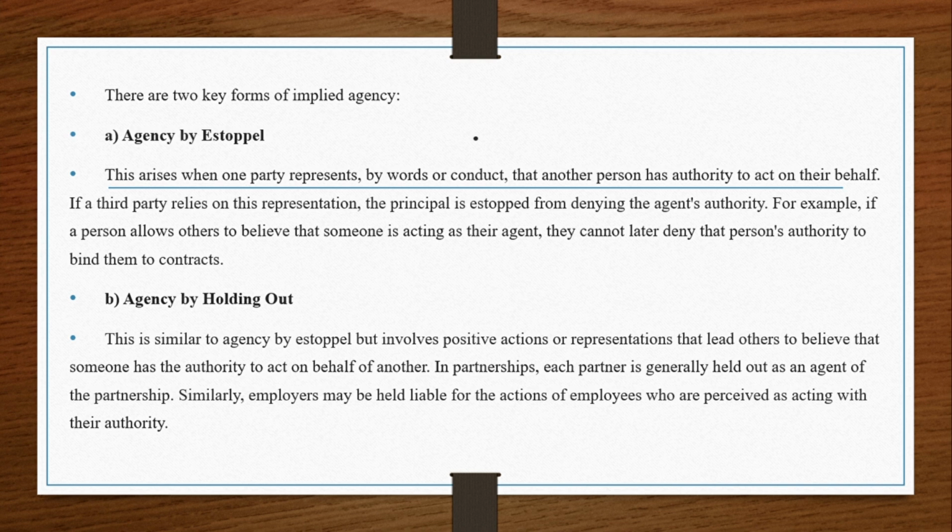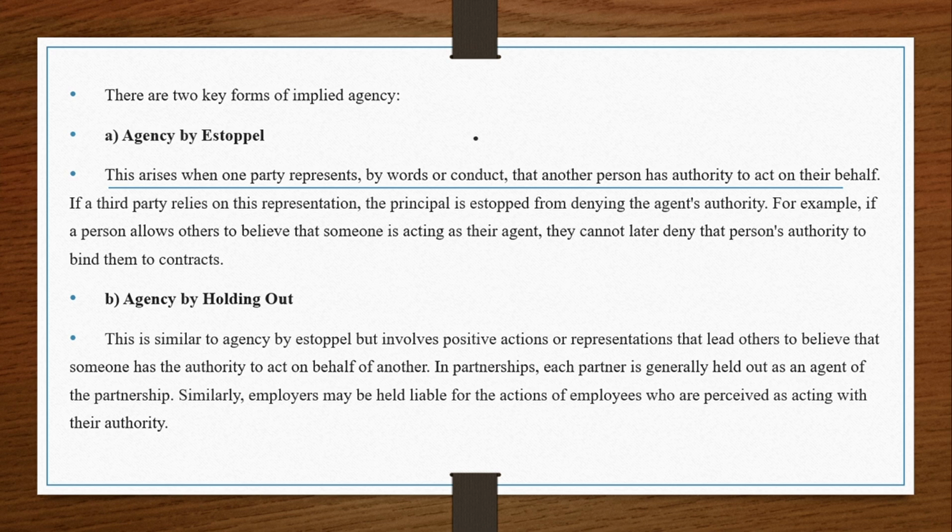According to their conduct, Emma is Sarah's agent by estoppel, because when she was acting like that while Sarah was around, Sarah didn't stop her. So that is an agent by estoppel. If a third party relies on this representation, the principal is stopped from denying the agent's authority. So Sarah can't deny that Emma had the authority to sell her goods on credit when she was not around.